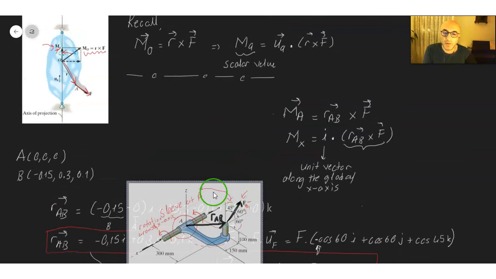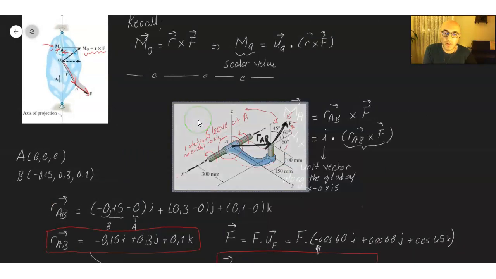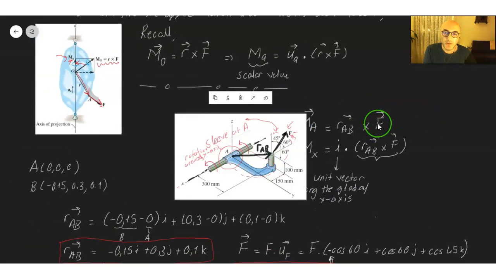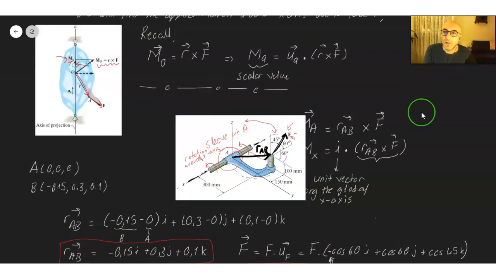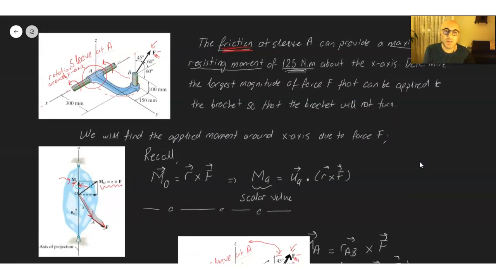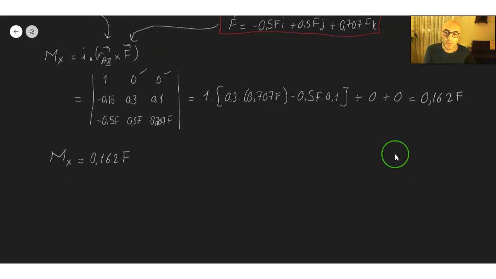So let's go up and remember what the question is asking. Anyway, I'm having this problem here. Let's go up. Okay, so the question is asking about the friction at sleeve A. So the moment capacity is 125. So what is F then, that can be applied such that the bracket will not turn? Okay, so I'm going down here now.